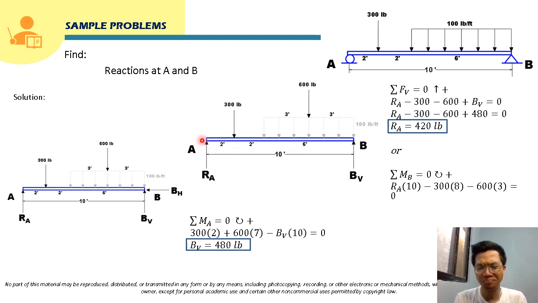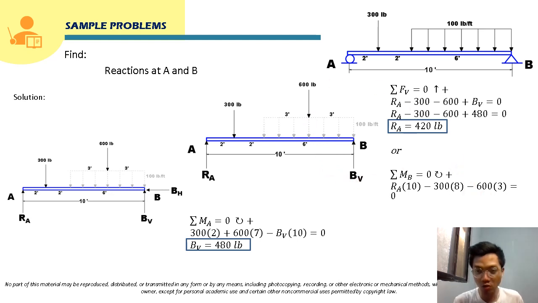Its rotation about point B is clockwise, so it will be positive here. Then we have 300 times its moment arm, which is 8, and its rotation will be counterclockwise, that's why it's negative here. And we have here 600 pounds, so its moment about point B is 600 times 3, and its rotation about point B is counterclockwise, that's why it will be negative here.